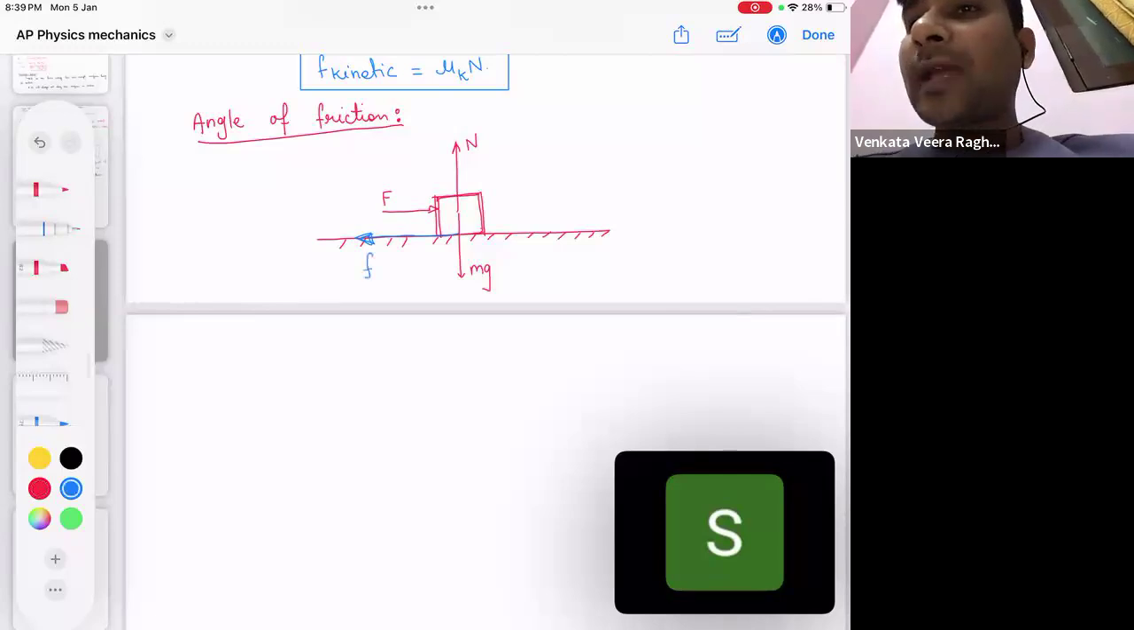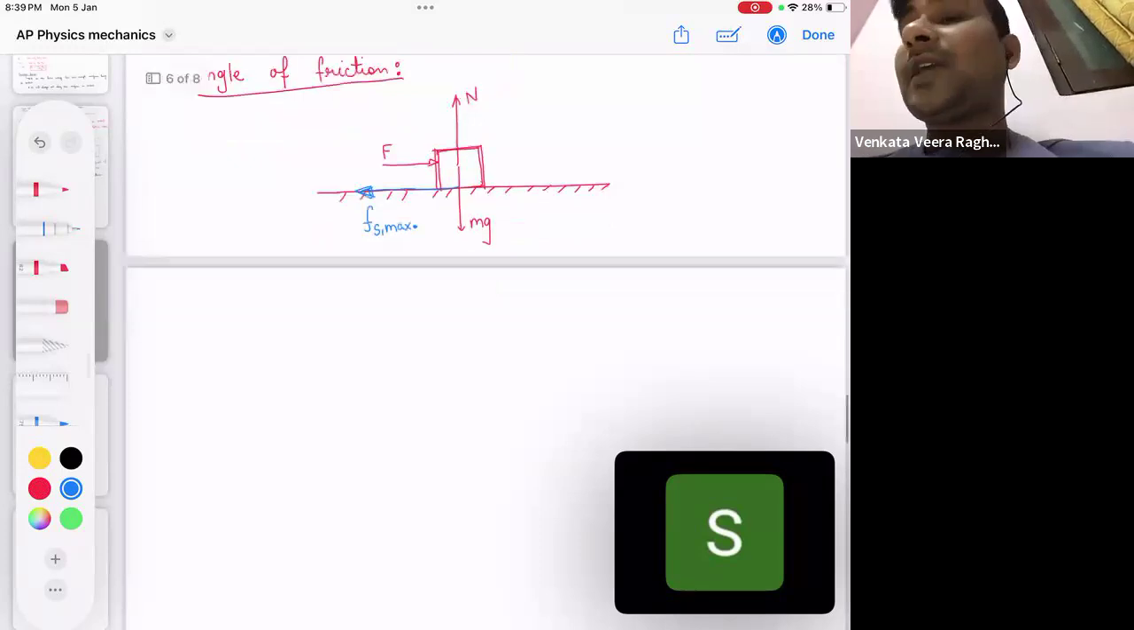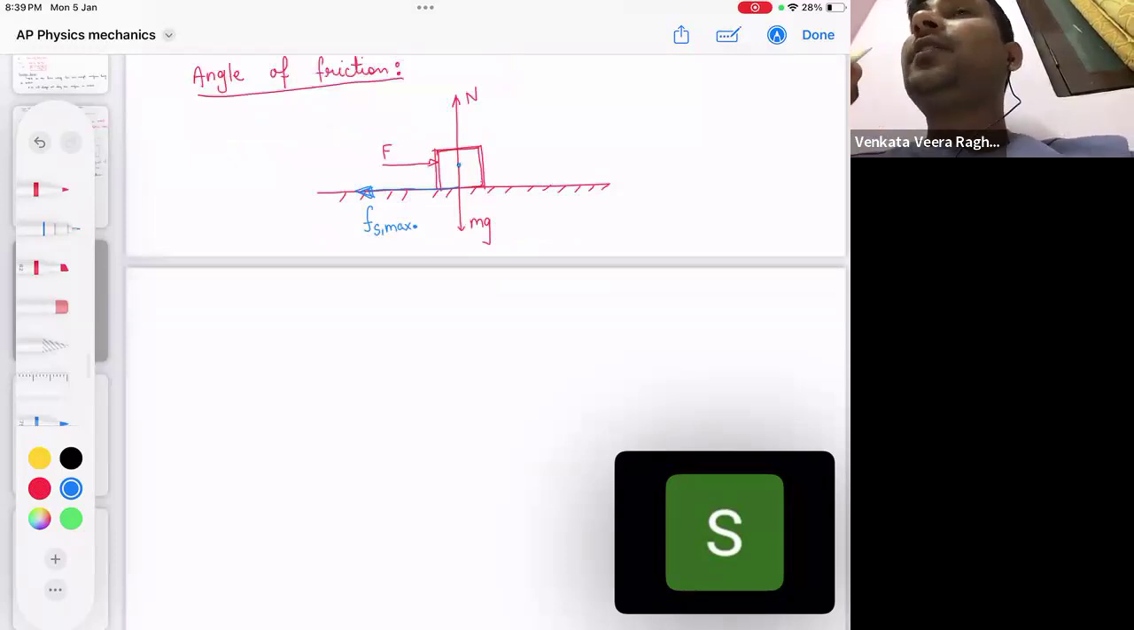So what is going to be the maximum value of this static friction? Fs max is going to be, isn't it? Maximum value of a static friction is going to be how much? Fs max. So angle of friction means what? Angle of friction is angle made by resultant contact force. What is the angle of friction? Angle made by resultant contact force with normal is called the angle of friction, in the limiting case.